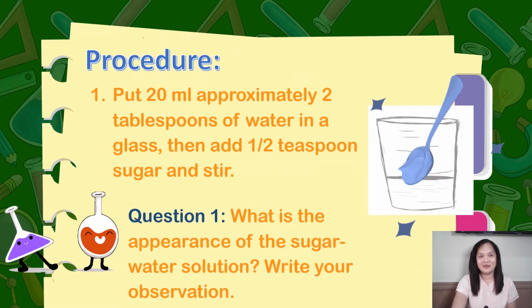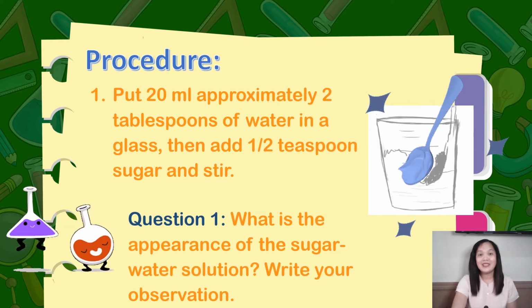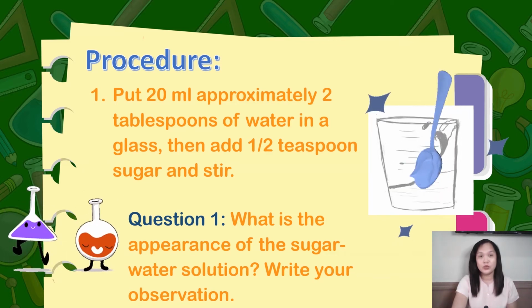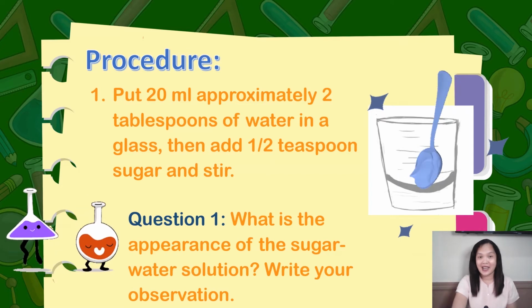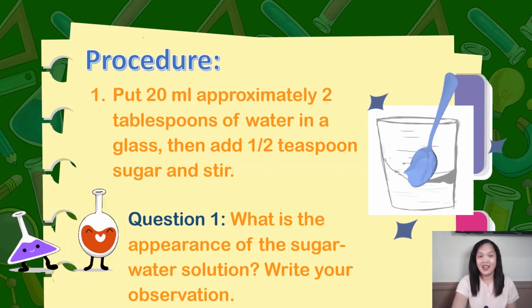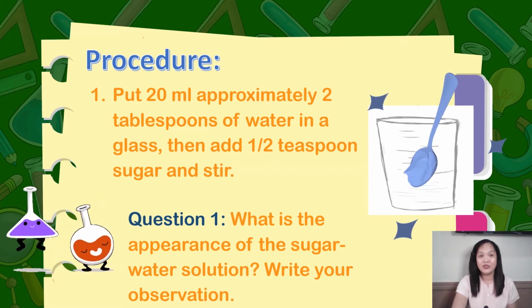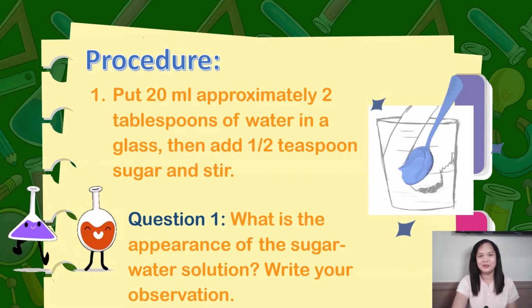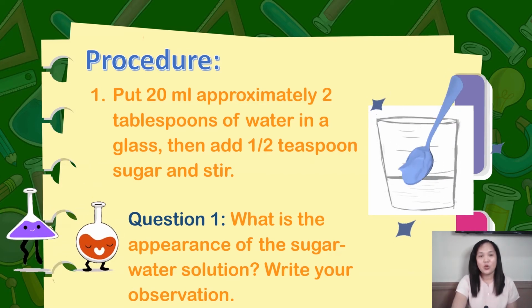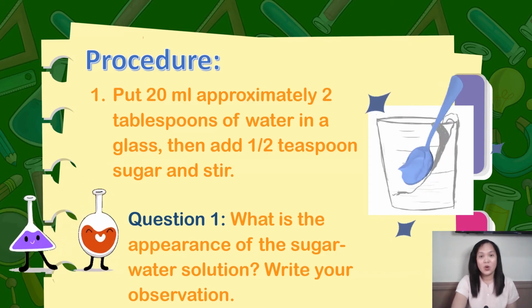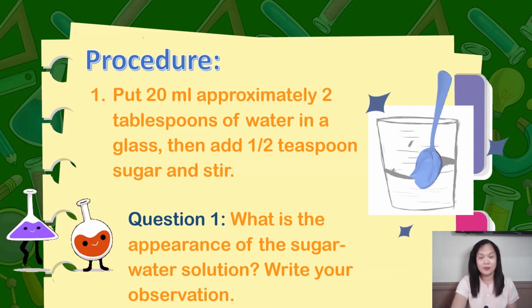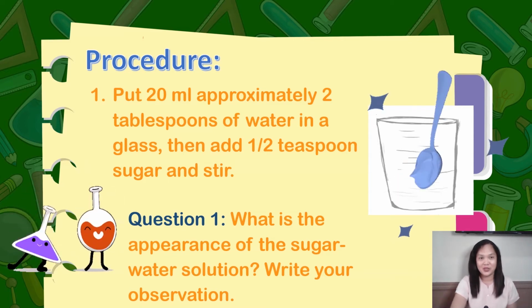Procedure number 1. Put 20 ml, approximately 2 tablespoons of water in a glass. Then add 1/2 teaspoon of sugar and stir. Question number 1. What is the appearance of the sugar water solution? Write your observation.